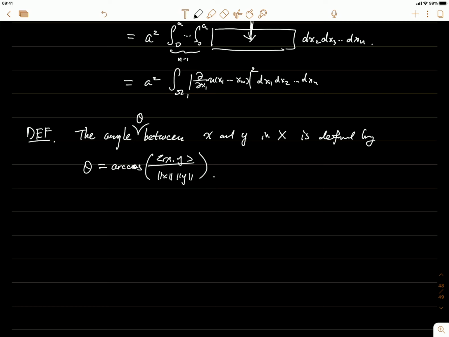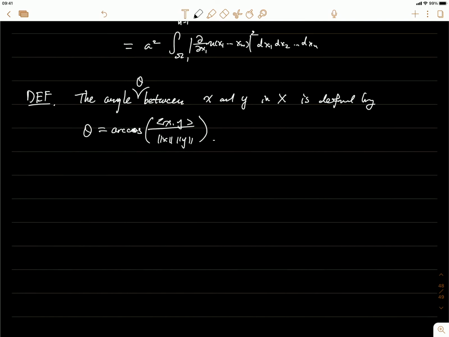Apparently, this is only for when x and y are both non-zero. If one of them is 0, then you just say the angle is 0, because that's a trivial case, which is not important or interesting at all. So when both of them are non-zero, you can define the angle in this way. This is actually a generalization of the angle we learned in Euclidean space.